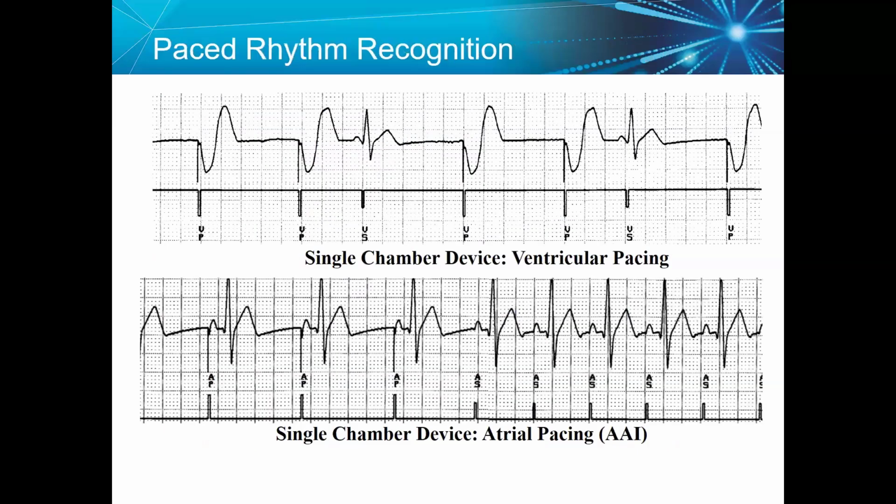Here, the paced rhythm recognition. Okay, here we see a single-chamber pacemaker. He has ventricular pacing. Okay, then there is sinus rhythm with conducted native conduction, then ventricular pacing, then an intrinsic beat. In a single-chamber device, with atrial pacing, we have here atrial pacing, okay, ventricular sensing.